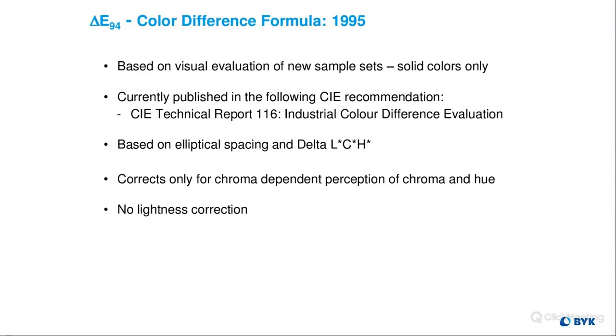All right, so moving on to delta E94. It was developed in 1994, but later published in 1995. This one was based off of the evaluation of a new sample set that were solid colors only, so no effect colors. It's currently published in the CIE Technical Report 116 for industrial color difference evaluation. And this is based on the elliptical spacing of delta L, C, and H, but it corrects only for the chroma-dependent perception of chroma and hue. And there's no lightness correction in this equation.